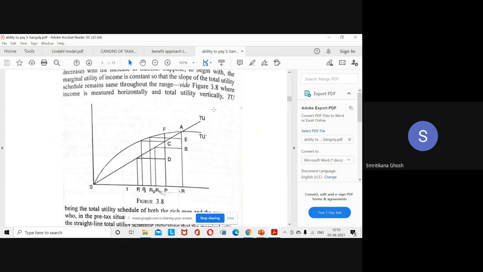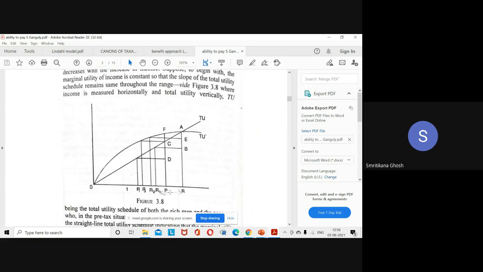There are two individuals in the economy. One is poor, one is rich. For the poor individual, before paying the tax, the income of the poor is OP and the income of the rich is OR. Before paying the tax, the total utility of the rich is AR and the total utility from the income of the poor is CP.